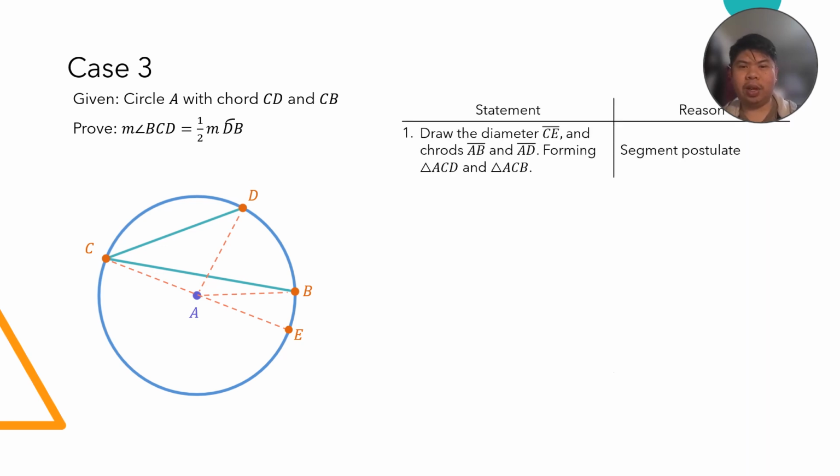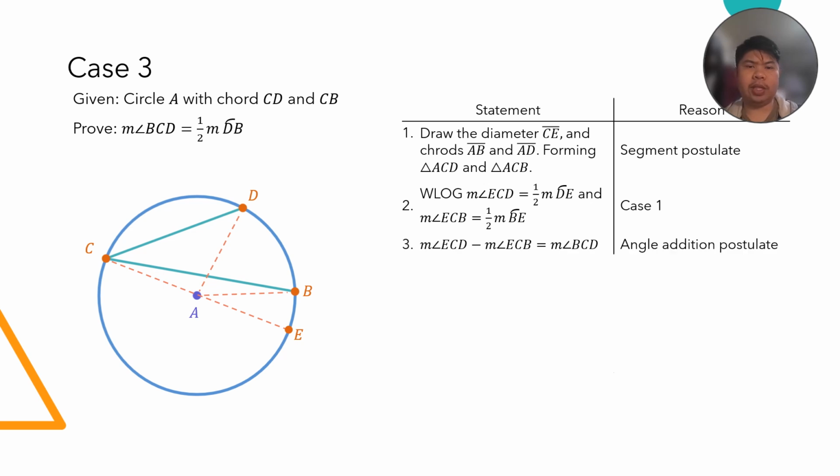Again, we're drawing our diameter CE and chords AB and AD, forming triangle ACD and ACB via the segment addition postulate. And without loss of generality, we have the measure of angle ECD is equal to 1/2 the measure of arc DE, and the measure of angle ECB is equal to 1/2 the measure of arc BE. And again, this is case 1, and you could really tell that this is the same as case 2, right? So we've started with the same two statements as case 2.